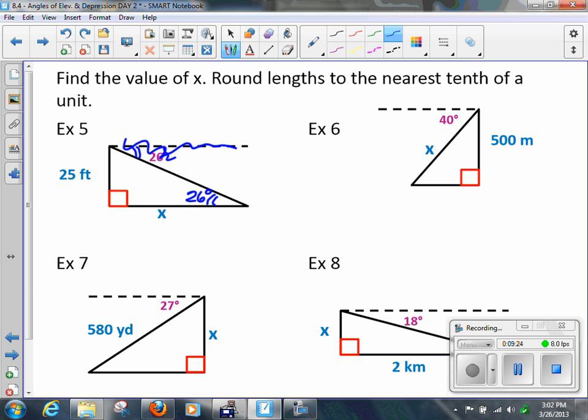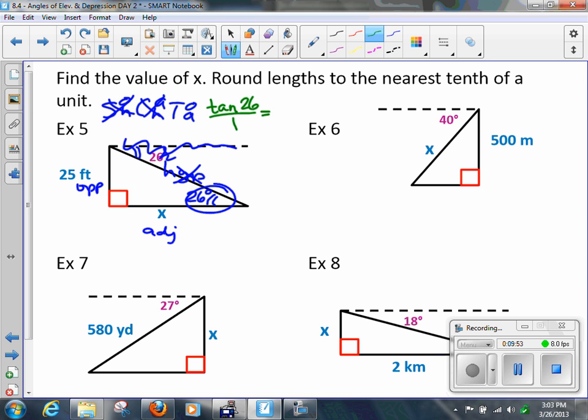You do the same thing we always do. Circle the angle, label the triangle, eliminate, and solve. What do I know nothing about? If I don't know anything about the hypotenuse, I'm going to have to use tangent. Tangent of 26 over 1 is equal to, what's the opposite over adjacent? 25 over x, and now we cross multiply, folks.